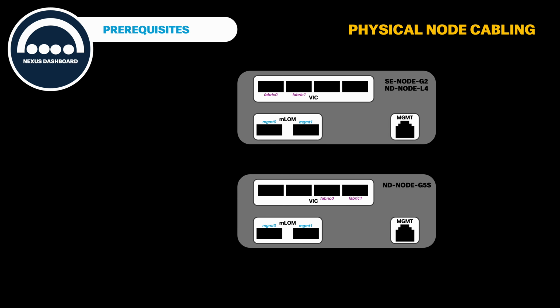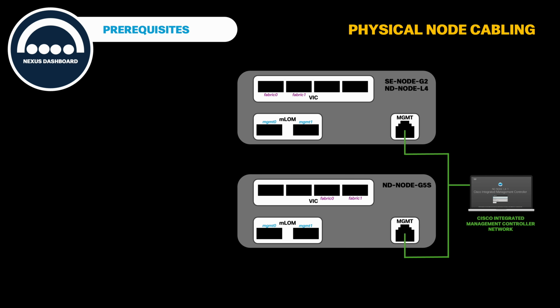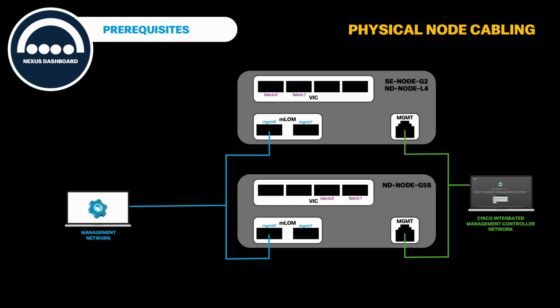Now we will focus on how to properly wire the nodes. Each node must be connected via three interfaces. The Cisco Integrated Management Controller (CIMC), through which KVM will be used to configure the node, will use the management interface embedded in the server. The management network, port management 0 and management 1 on the MLOM card, will be used. These interfaces are either 1 gigabit or 10 gigabits.